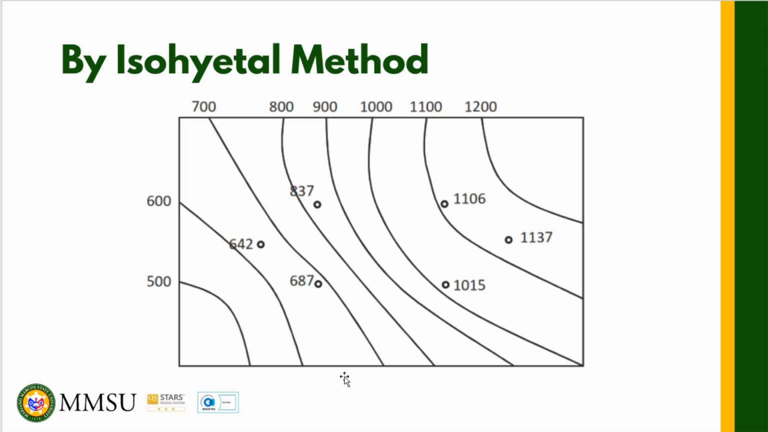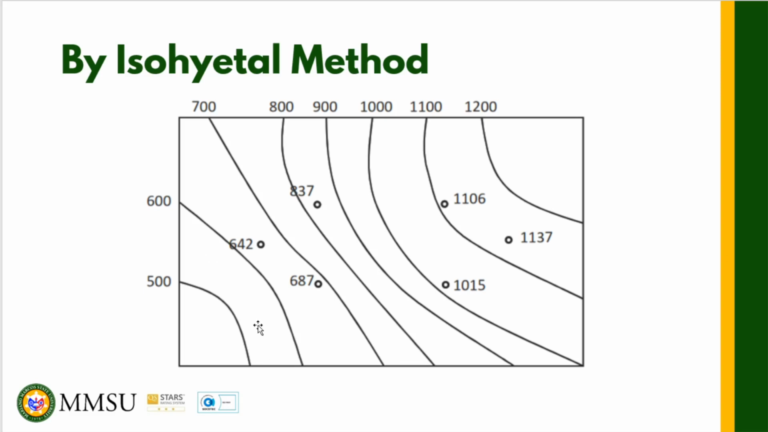So, how do we do this? The formula is still the same. It's like the Thiessen polygon method, but this time the area is between two isohyets or isohyetal lines. For example, we are going to compute for 500 and 600. We are going to compute for this area right here. Computing for the area is even more difficult kasi hindi na siya regular, this is an irregular one, so you need to compute for this area.